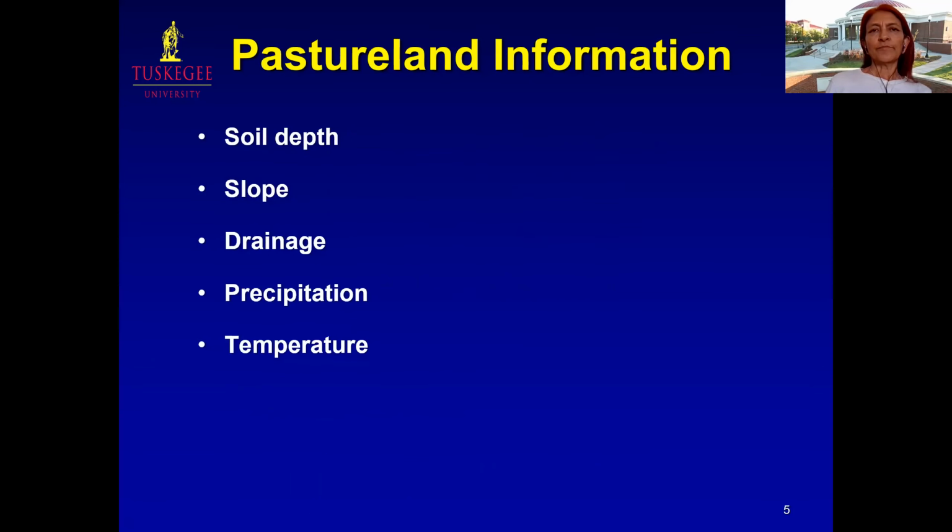So for developing pasture, we need to know different information associated with the soil, such as soil depth, the slope of the land, the drainage status or capacity, the precipitation in the area, and temperature. Because all of these will impact the pasture productivity of that area.